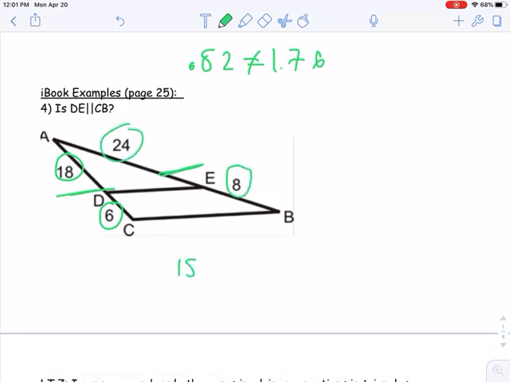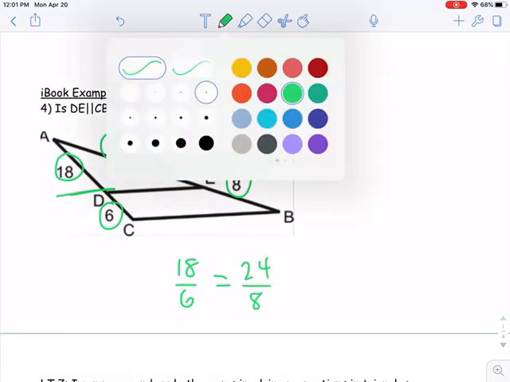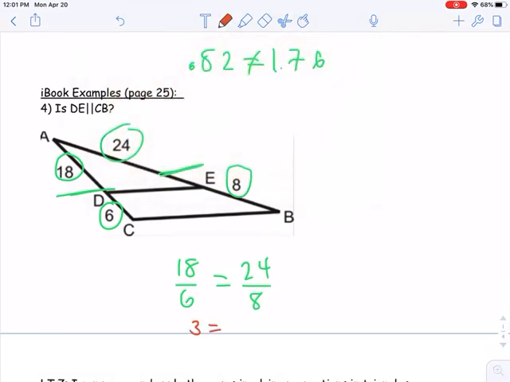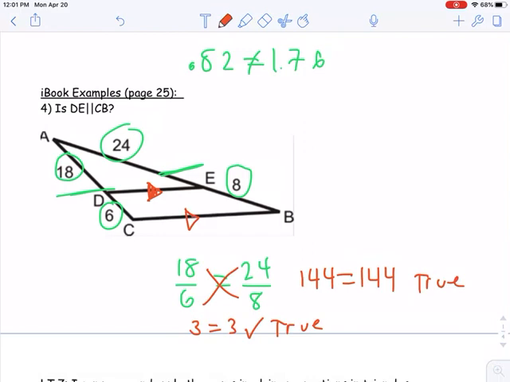18 over 6. There are several ways. What I would do is simplify and realize these are both 3, 3 equals 3, that's true. Sometimes students like to cross multiply and see if it works out. If you cross multiply, you're going to get 144 equals 144. And since it's true, either case is true, 3 equals 3 or 144 equals 144. Thus, using the theorem we talked about at the beginning of the video, these lines must be parallel. The answer is yes.